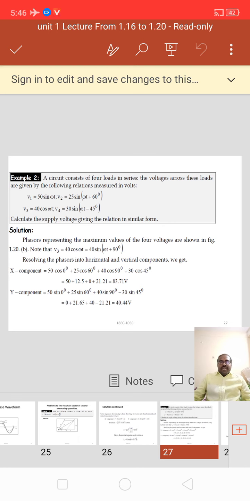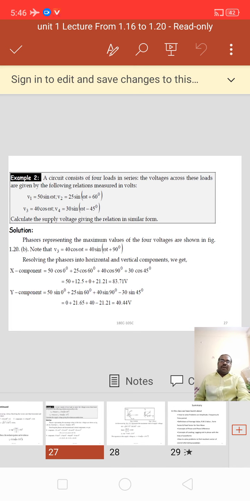Now y component equals 50 sin 0 degrees plus 25 sin 60 degrees plus 40 sin 90 degrees minus 30 sin 45 degrees. Total value is 40.44 volts.